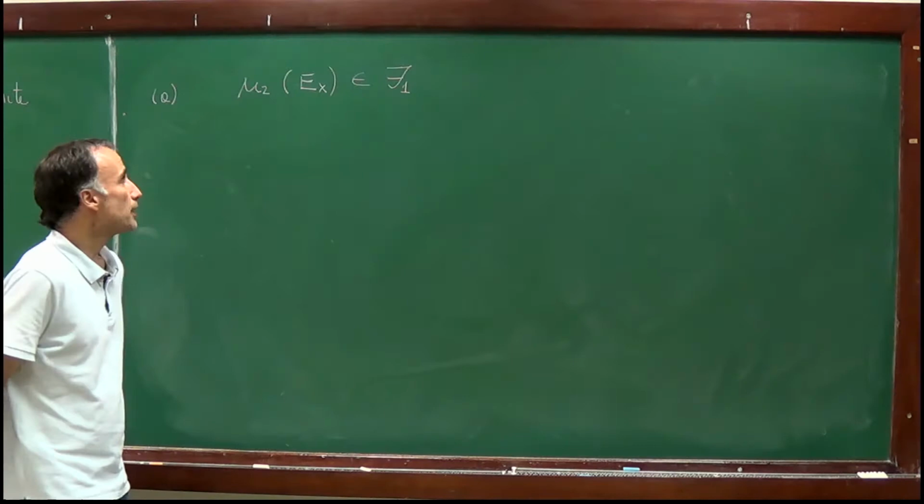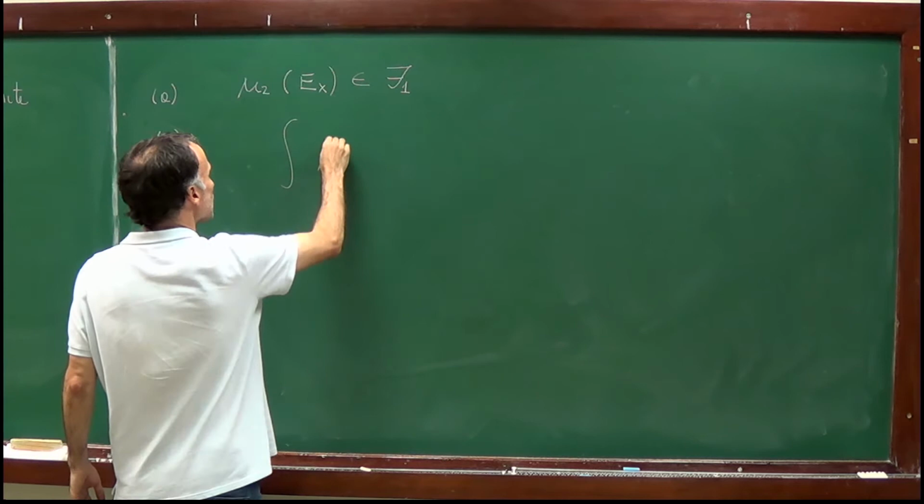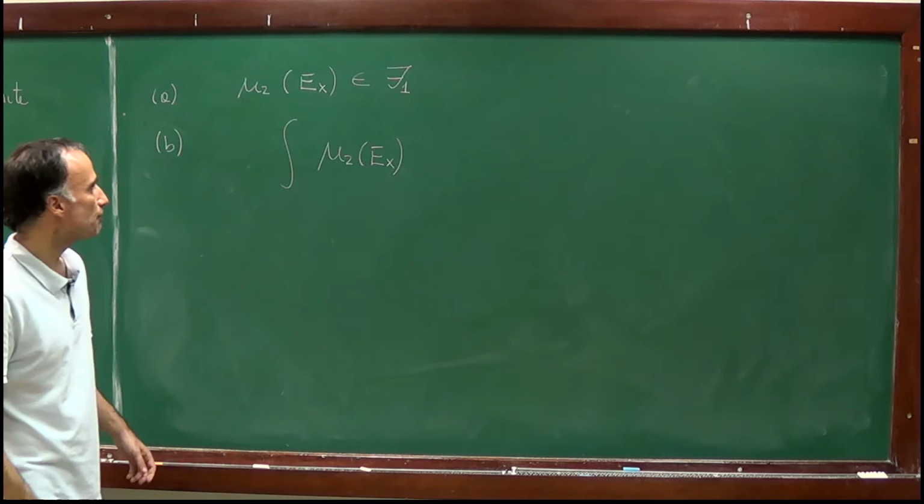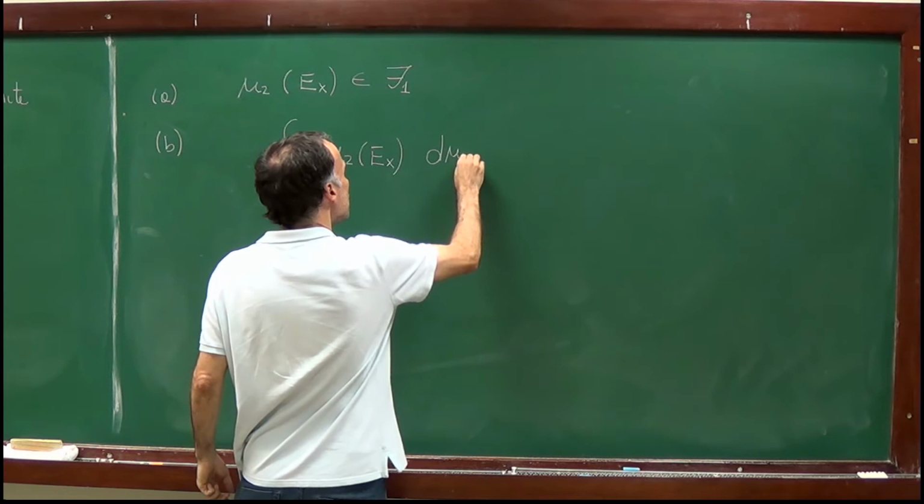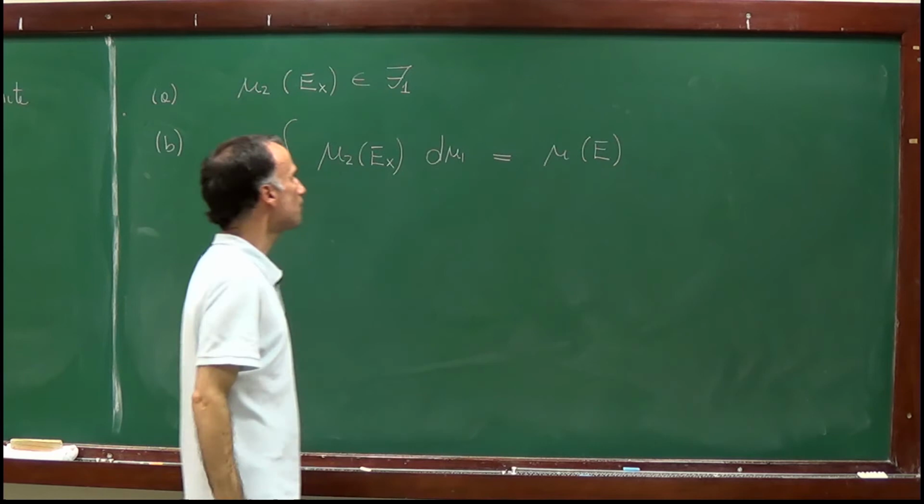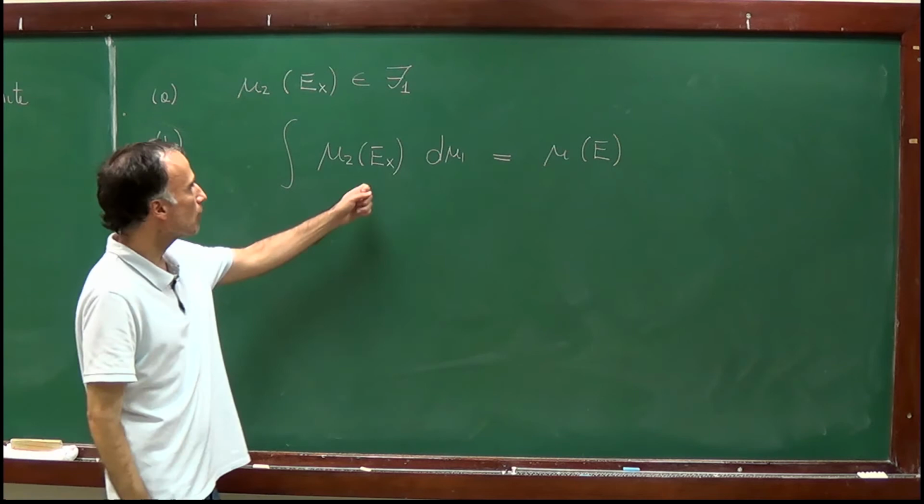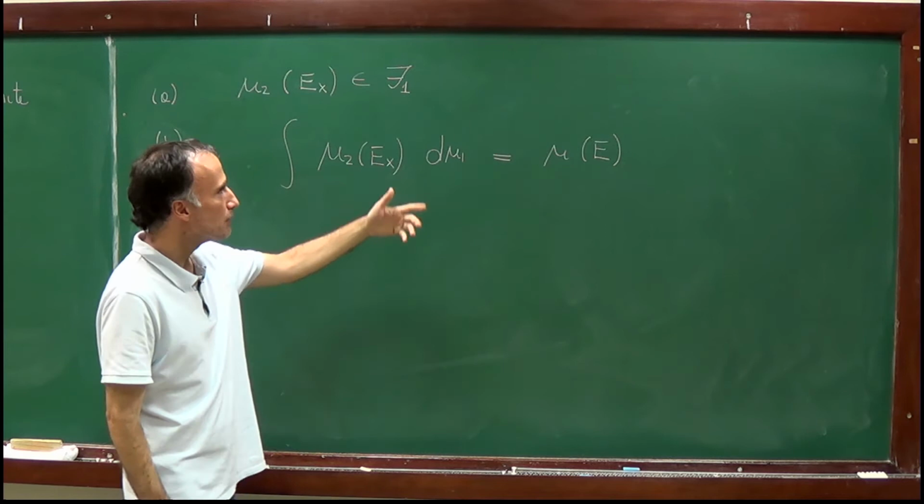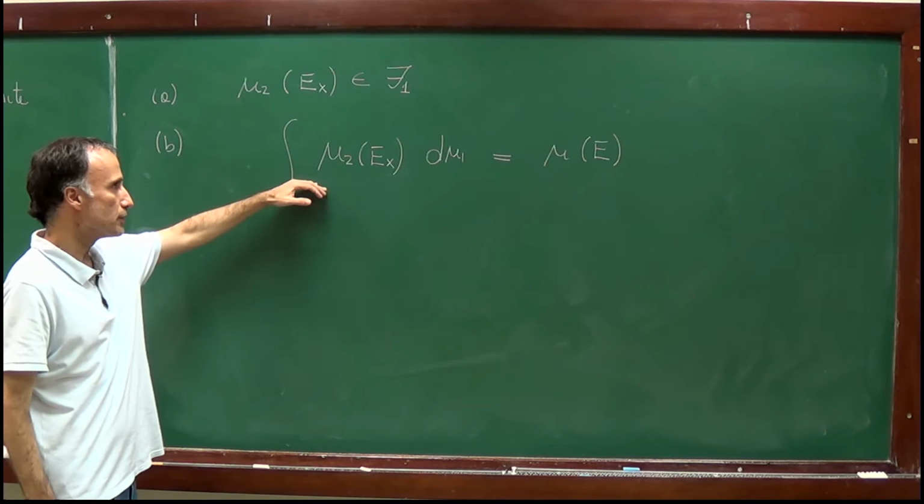Now let's prove the identities. What we want to prove is that if I take this non-negative F1 measurable function and I integrate it with respect to mu1, what I get is mu of E. And here again, I will proceed step by step. So I'll prove that for rectangles, then for elements of the algebra, and finally for all sets by using the monotone convergence theorem. So let's proceed step by step.